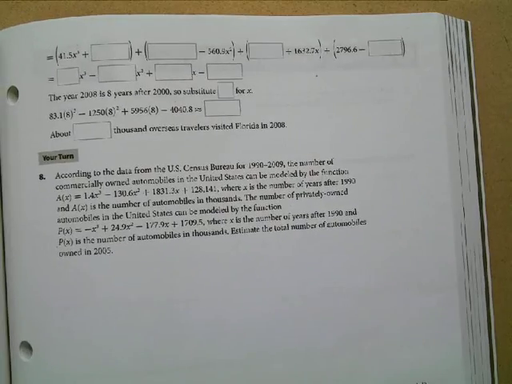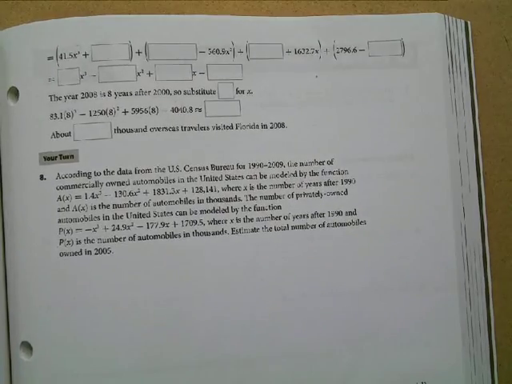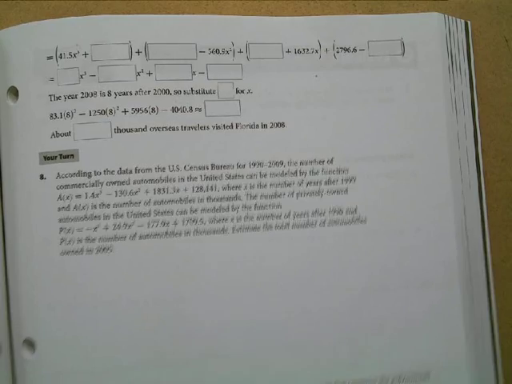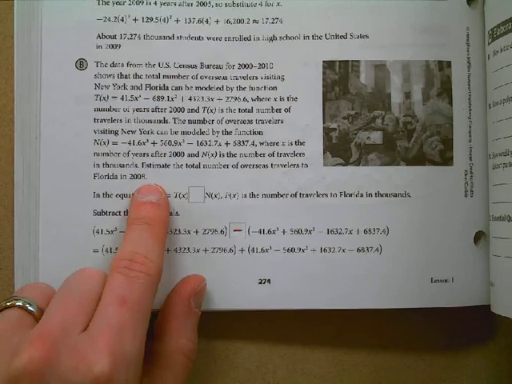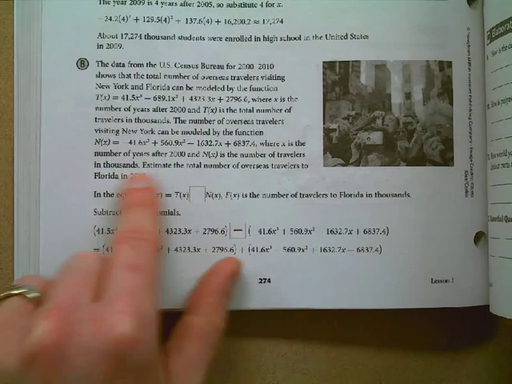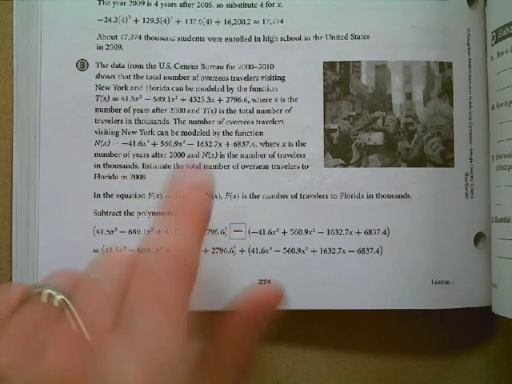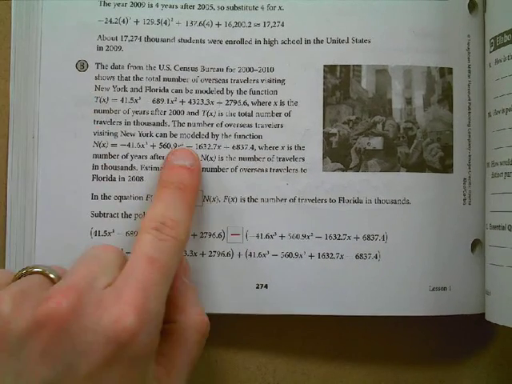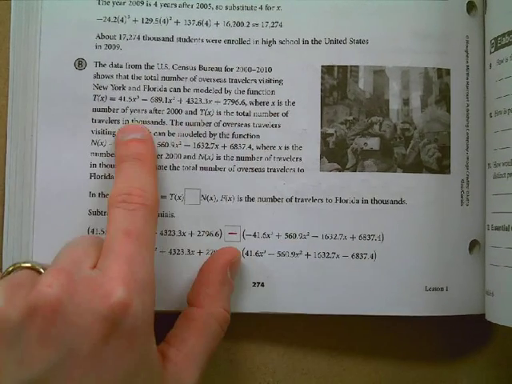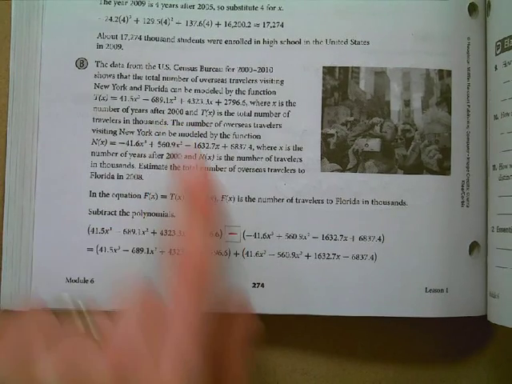So, once you simplify this, what number do we plug in for x? If we want to estimate the total number of overseas travelers to Florida in 2008, what goes in for x? 8. Because remember that x is the number of years after 2000. So the year 2008, if we're trying to predict that, that's 8 years after 2000. So 8 would go in for x. Okay? That's the idea. All right, so we'll skip through that. I'll assign some problems from that in a second here.